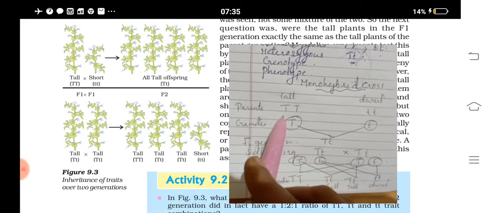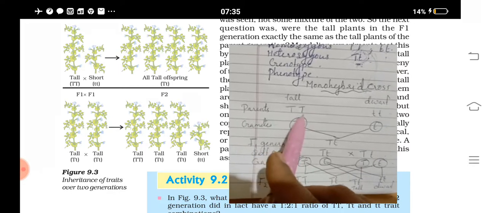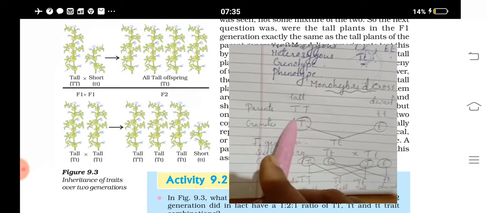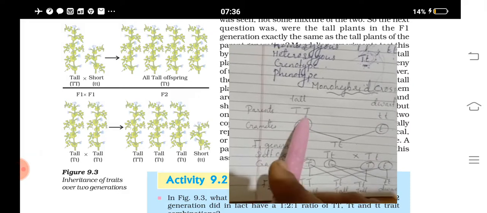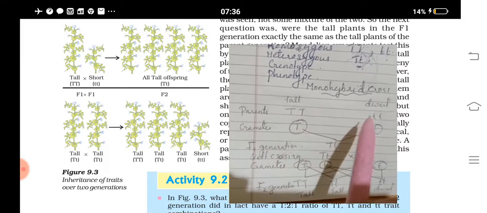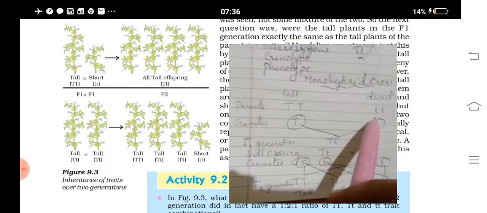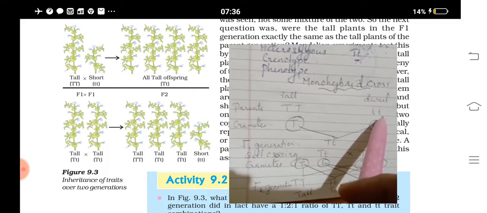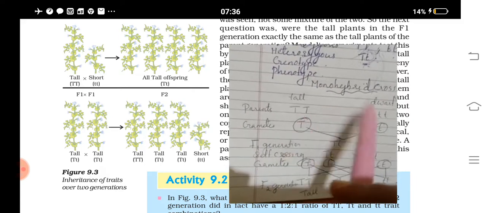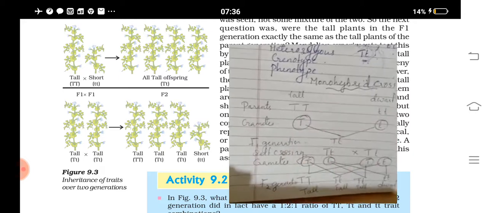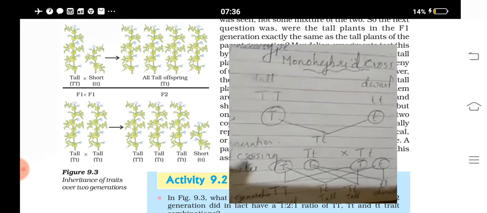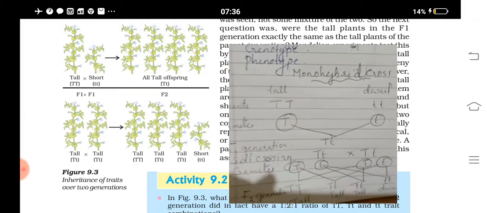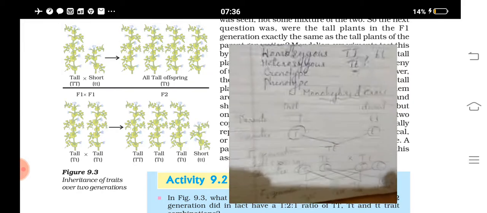So you can see that the parents have the genotype. Do you remember what genotype is? The genetic constitution, isn't it? Capital T for the tall plants, and the dwarf plants have the genetic constitution small t. So these are homozygous, or you can say the parents are pure line. Why? Because Mendel deliberately selected homozygous plants as the parents.